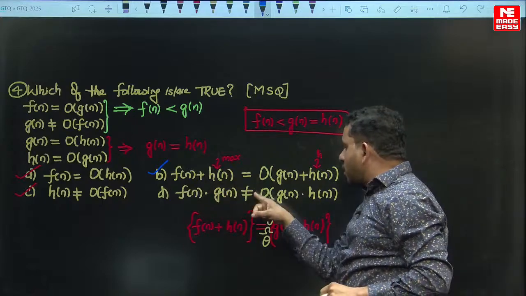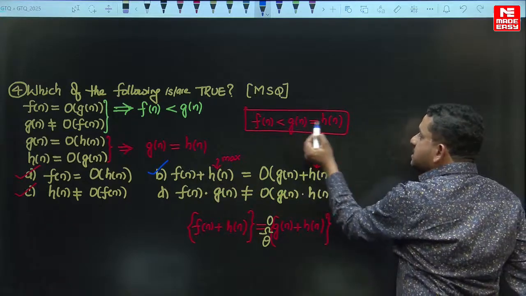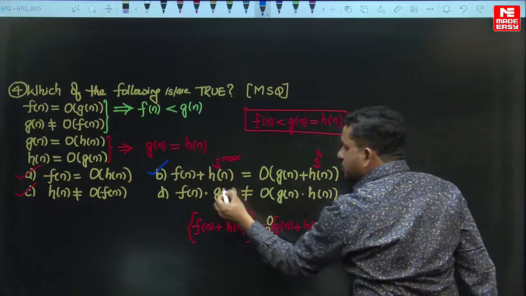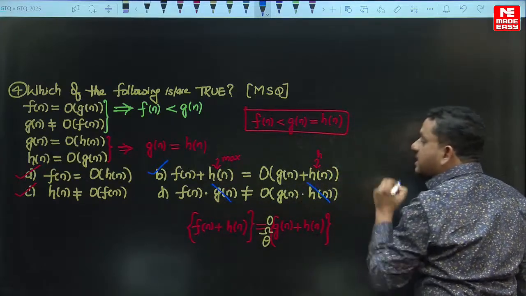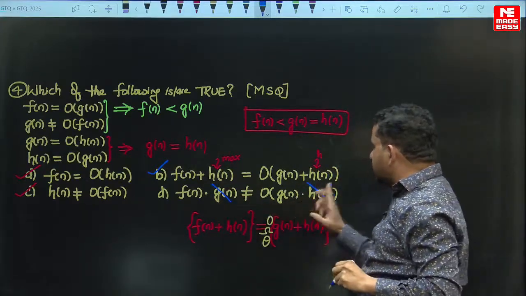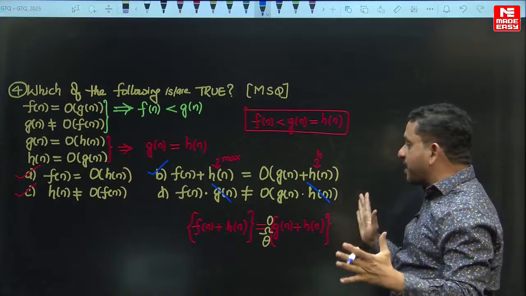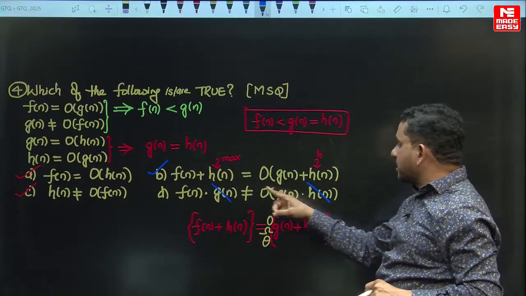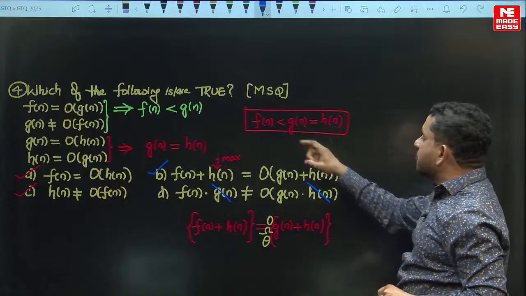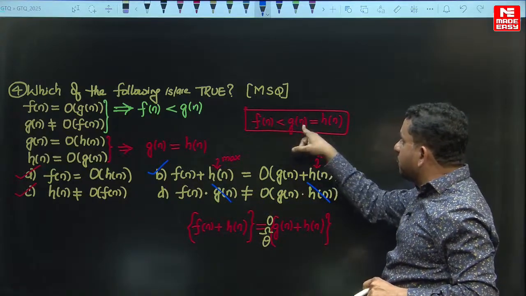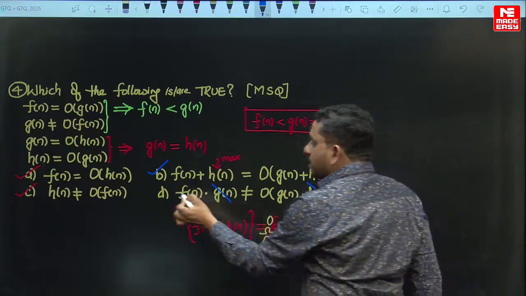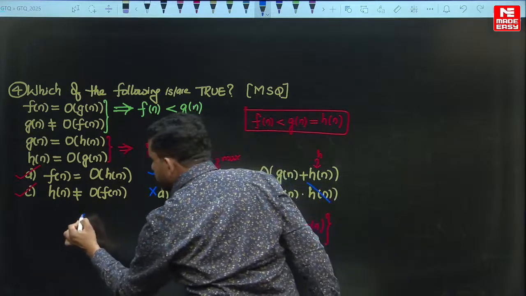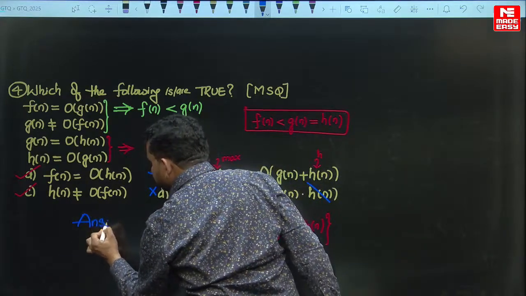Now, f plus g is not big O of g plus h. See, g and h are both asymptotically equal, so g and h can cancel as common factors. Then f of n not big O of g of n is false, because f of n big O of g of n is true. That means option D is a false statement. So the answer to this question is ABC.